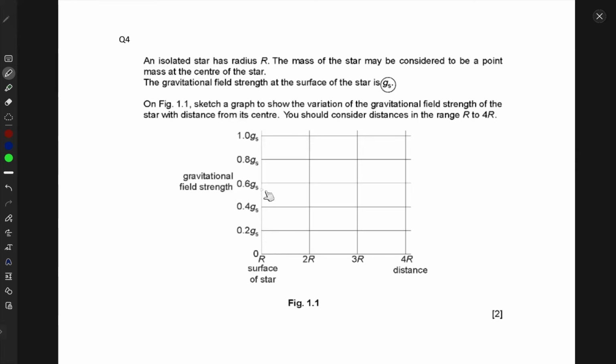You have to think in terms of the gravitational field strength, right? So what do we know about gravitational field strength? g is equal to, what is the expression for it? It's GM upon R squared, yeah, so GM by R squared.